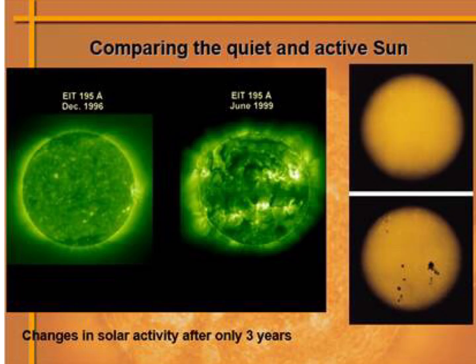Here are a couple of images, one pair in ultraviolet light on the left and another pair in visible light on the right. These are showing changes in sunspot activity over only a 3-year time span. Notice in the visible light images, the bottom right, just how many more sunspots there are than in the upper image. In the UV images, where the sun appears green, you can tell just how much more active the sun is at solar maximum than solar minimum. The number of storms is greatly increased.